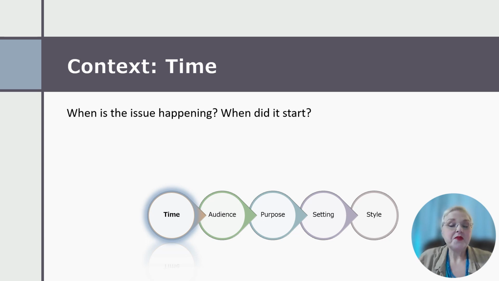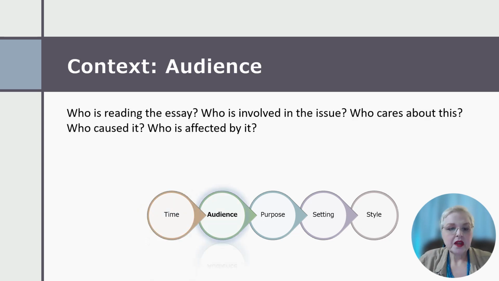However, I can limit topics by choosing specific time contexts. For example, a discussion of civil liberties in America would be vastly different if I chose to look at them in the 90s as opposed to the post 9/11 era. So think about, when is the issue happening? When did it start? When did it end? All of these things may be really vital to your paper.